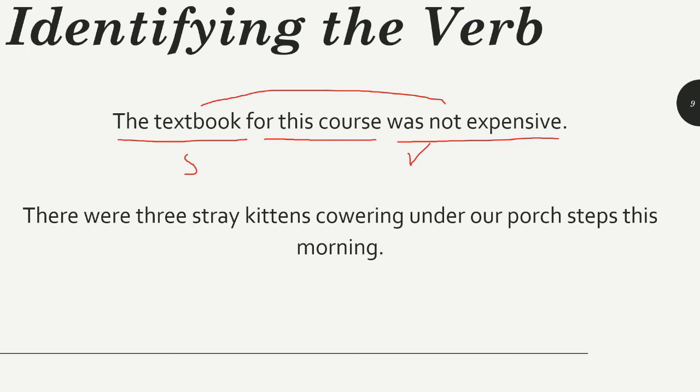Next, there were three stray kittens cowering under our porch steps this morning. There were three stray kittens. So these are the subjects. What do the three stray kittens do? Cowering. So under our porch steps this morning is additional information. Subject, verb. This was the core part of the sentence.